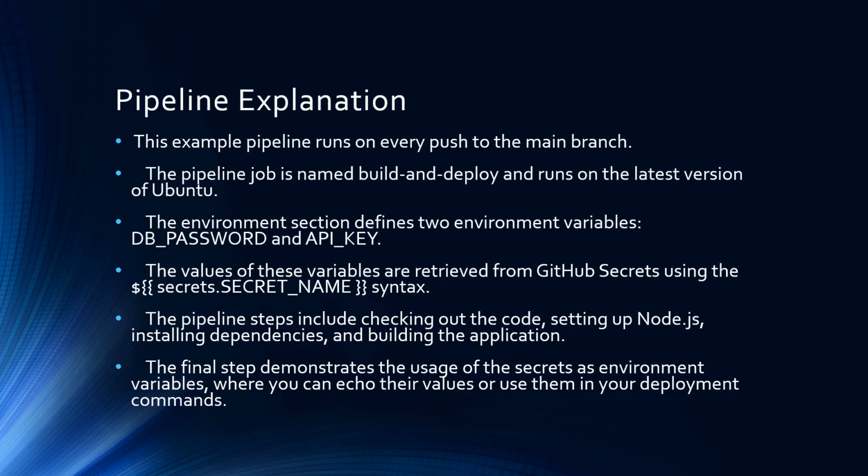Let's delve into the details of our example pipeline and understand each component's role in secure secrets management. The pipeline runs on every push to the main branch, which is a common trigger point for production deployments. This automation needs to be balanced with security. You want automated deployments, but you also need to ensure secrets are handled safely throughout the process.